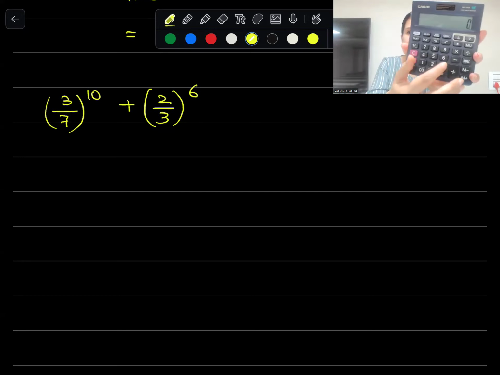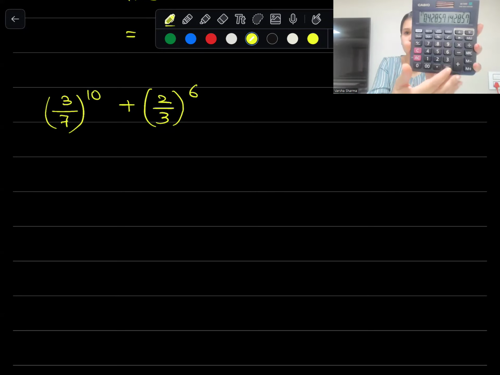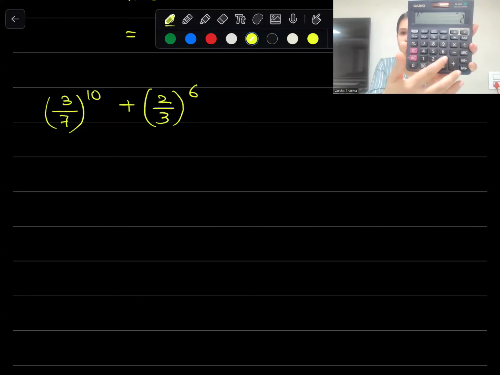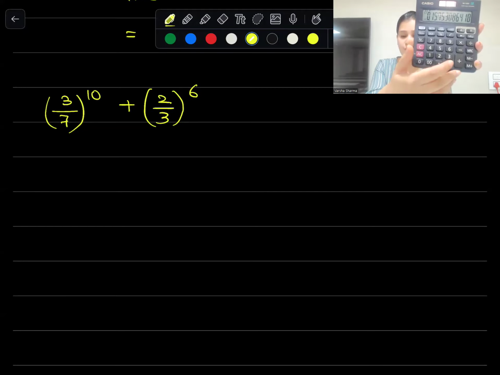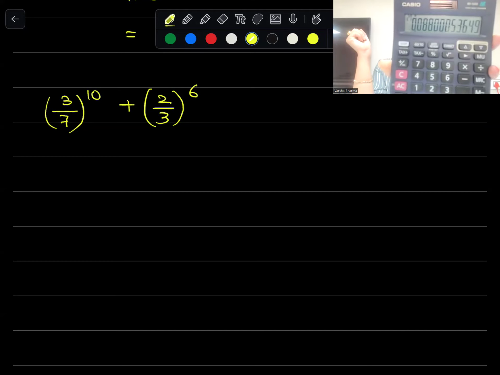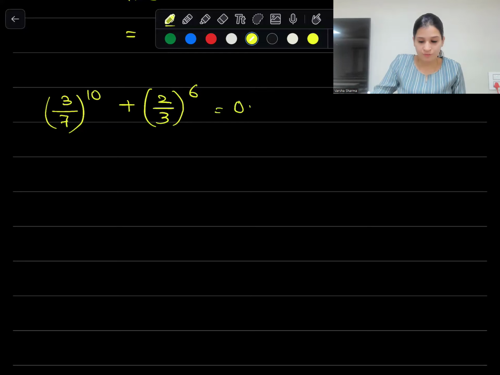Okay. So 3 divided by 7, equal, 2, 3, 4, 5, 6, 7, 8, 9, 10. Now there is a plus sign, so M plus. Now I want to find 2 divided by 3, equal, 2, 3, 4, 5, 6. Now I want to add them. So plus, MRC, equal. Is this the answer? Yes, ma'am. Everyone got this answer? Yes.